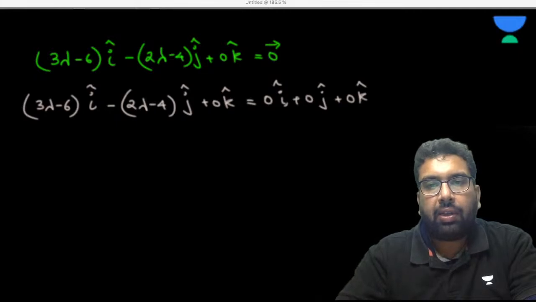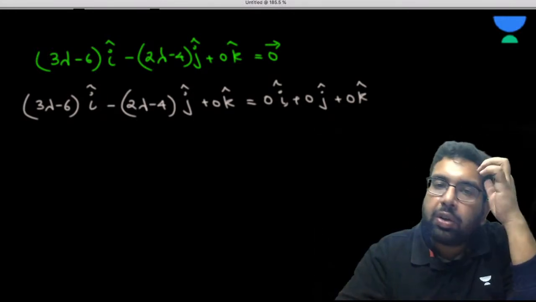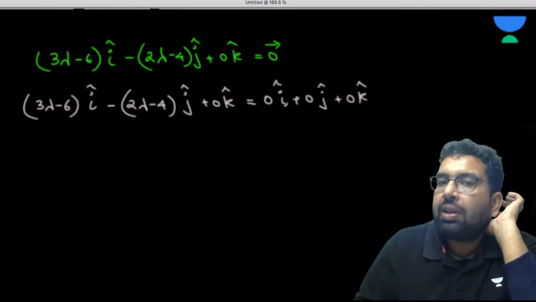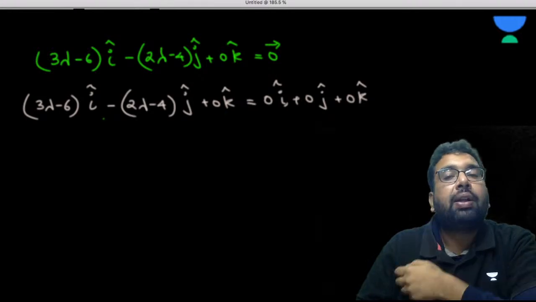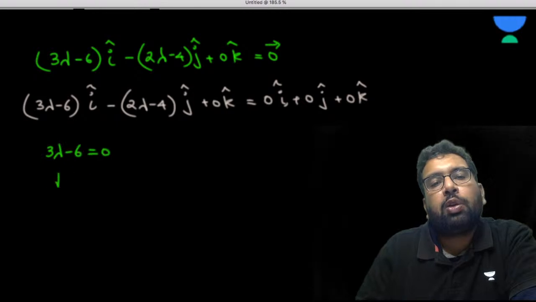When we have a null vector or a zero vector, we can give it an arbitrary direction. So you can write the zero vector like this: 0 I cap, 0 j cap, and 0 k cap. Now you can compare the I components for both left hand side and right hand side. So it will be 3 lambda minus 6 is equal to 0. So lambda is going to become 2.